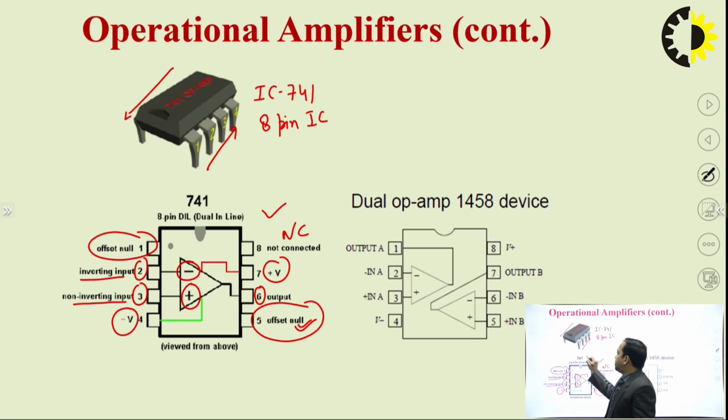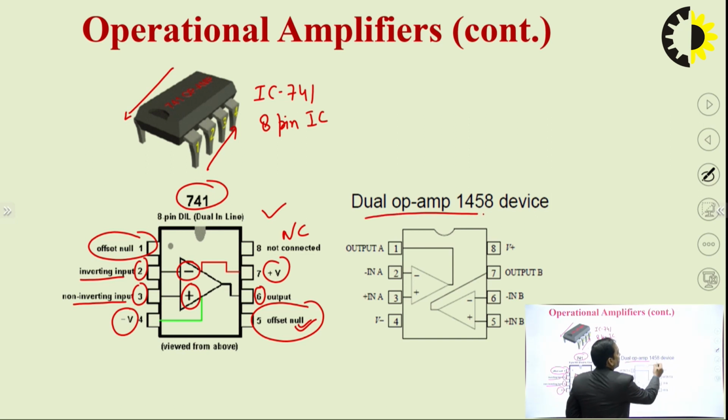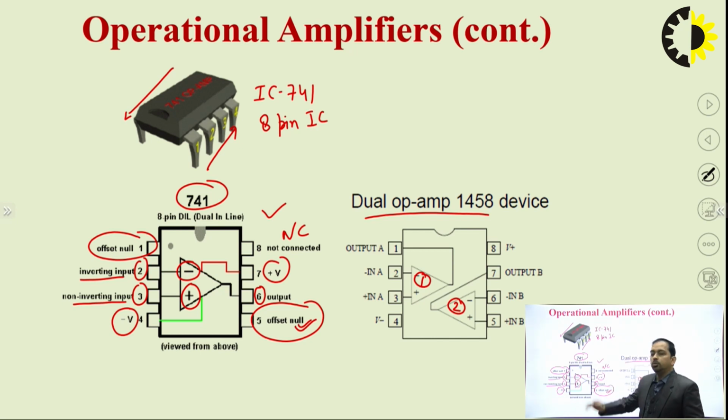Now this is IC741, which is available in a dual inline package, DIP, whereas we have a dual op-amp, which is the IC1458 device. We can clearly see here that there are two op-amps, op-amp 1 and op-amp number 2. But in most practical applications we generally use the IC741.